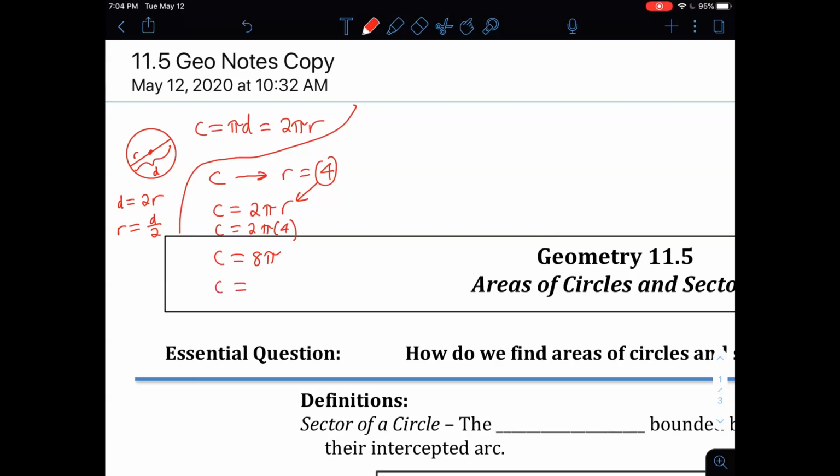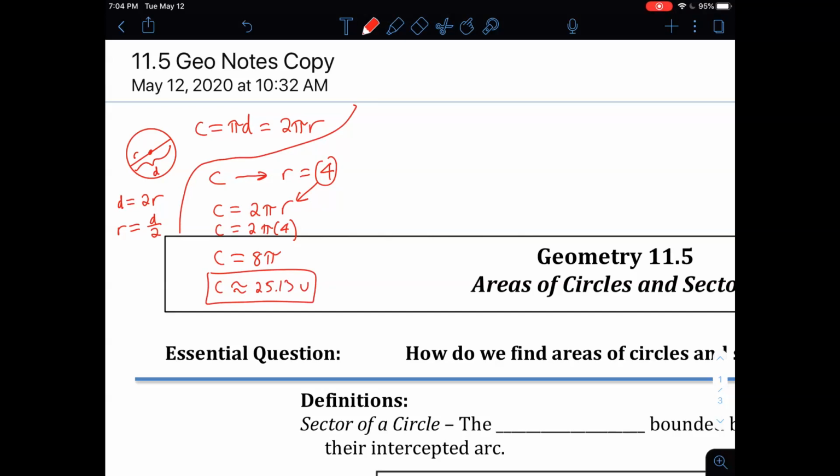But usually we want an approximation, so 8 times pi is approximately 25.13 units.